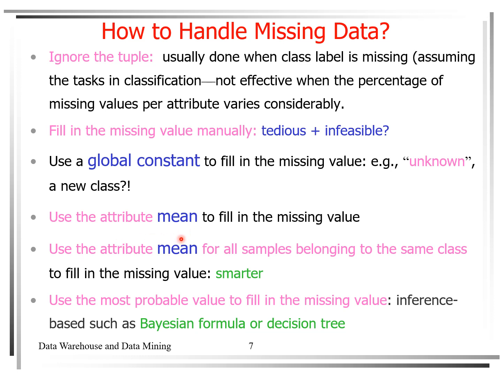Also, you can use the attribute mean. Going back to the same example of student grades, you can produce the mean of the student grades. Okay, so you will get the average of all the student grades, and this will be the missing value. Another way is to get the mean for all samples belonging to the same class.